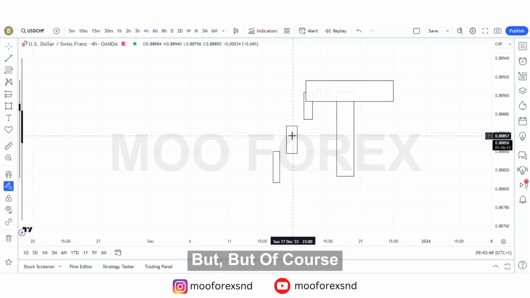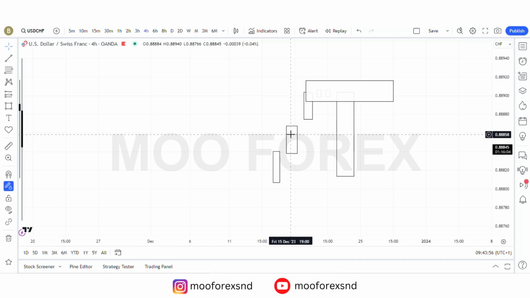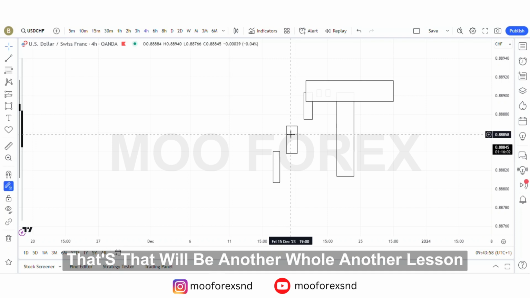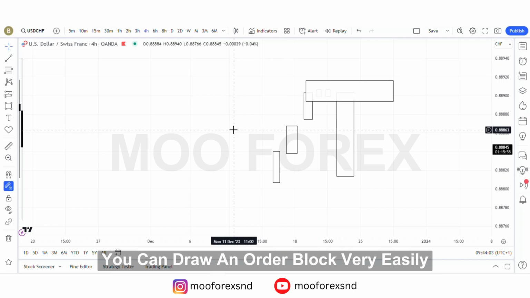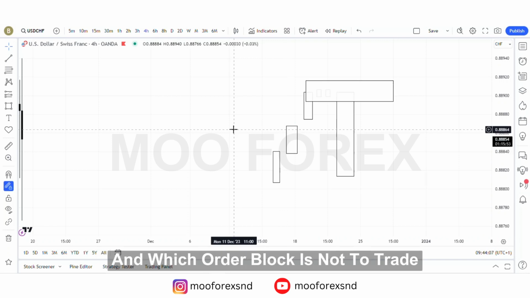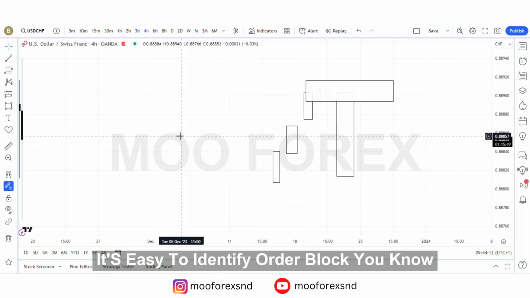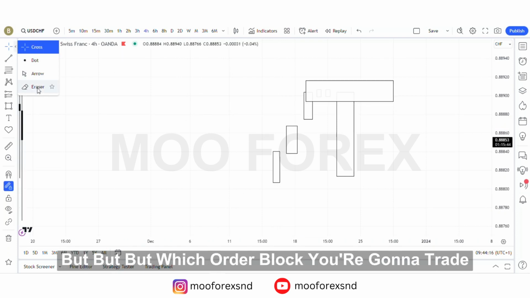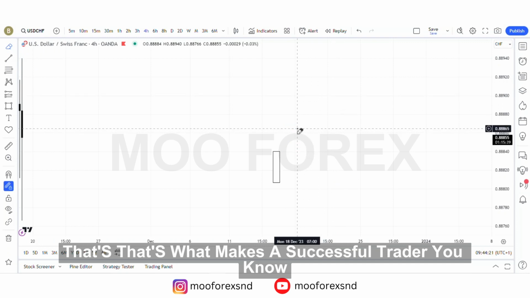Okay, but of course, there's something else, which order block is valid and which order block is not. That's a complex system, that will be another lesson, because you can draw an order block very easily, but which order block to trade and which order block not to trade, that's a whole different science. It's easy to identify an order block, but which order block you're gonna trade, that's what makes a successful trader.